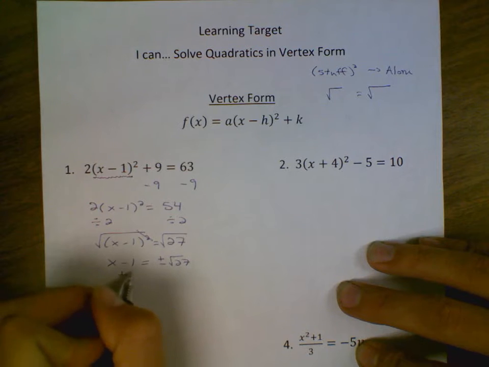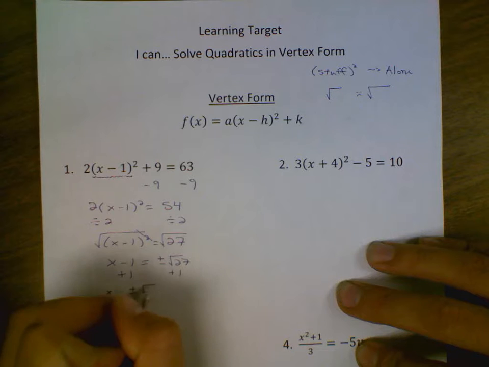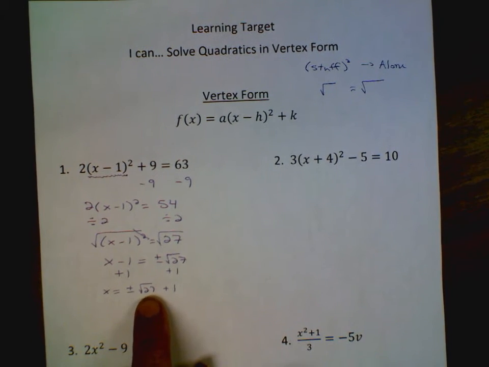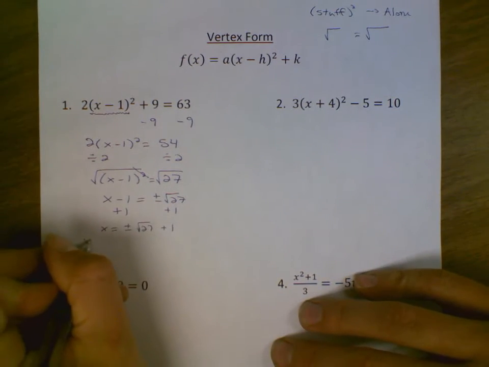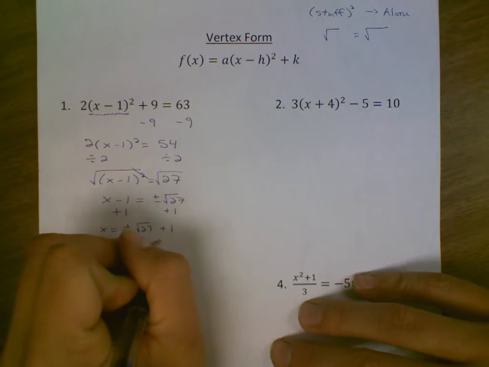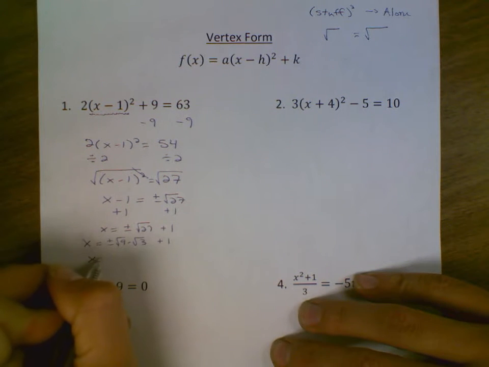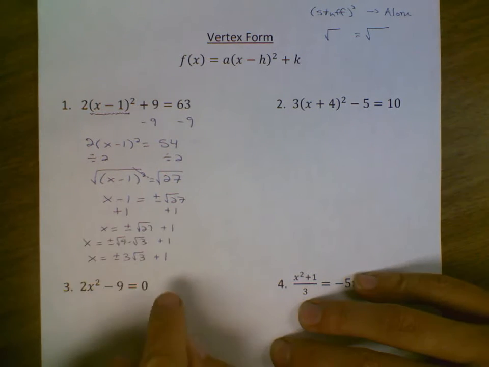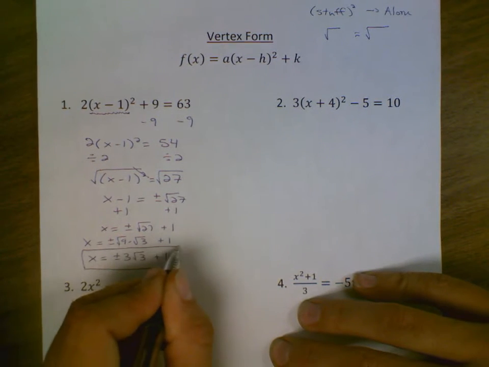I can then add 1 to both sides, and I get x equals plus or minus the square root of 27 plus 1. And then I just need to simplify the square root. So I have to think about what perfect square goes into 27. Well, it's 9, so I can rewrite this as x equals plus or minus the square root of 9 times the square root of 3 plus 1, because 9 times 3 is 27. The square root of 9 is 3, so I get x equals plus or minus 3 root 3 plus 1. Remember, you can't combine these because they're not like terms. You just leave your answer as that.